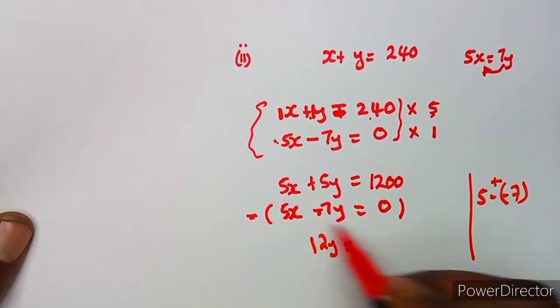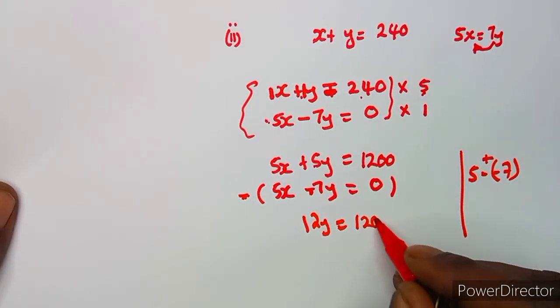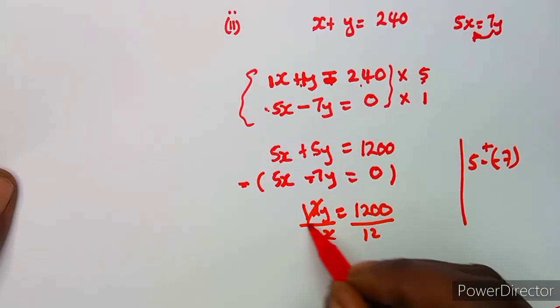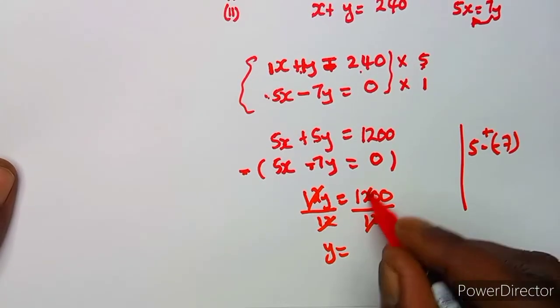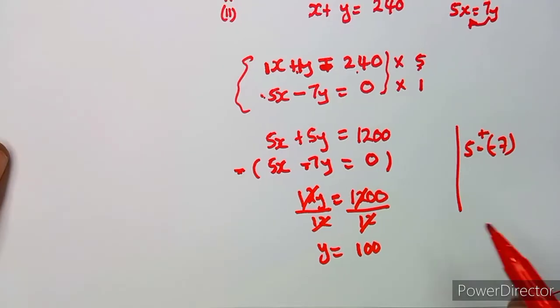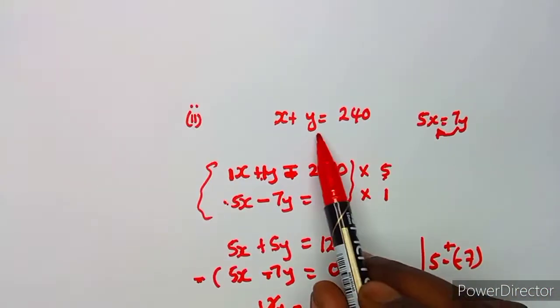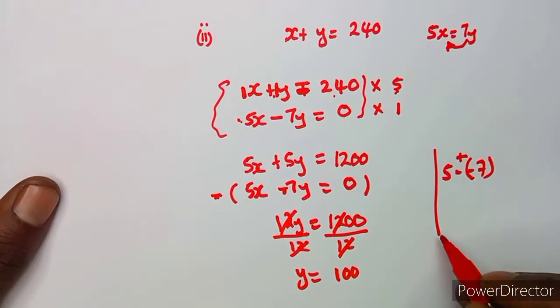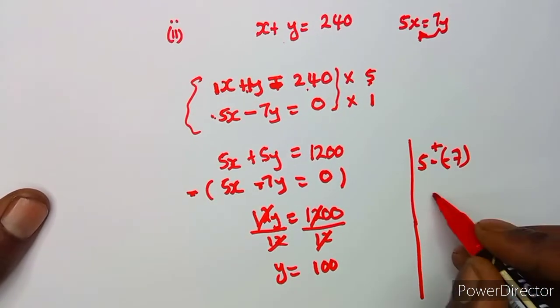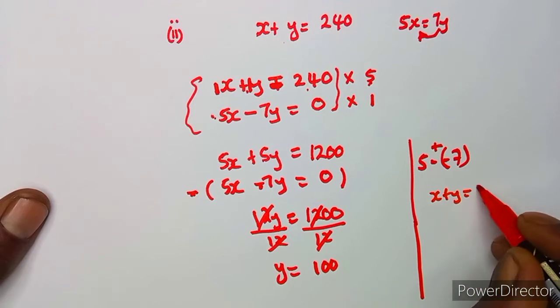y is 1200 minus 0, which is 1200. So you can divide by 12 by 12. That means y is equivalent to 100. That is what we are going to have for the value of y. And to obtain the value of x, we can easily substitute here, or whatever way you want to find it. But I can easily work with this one, because I know that x plus y is 240.